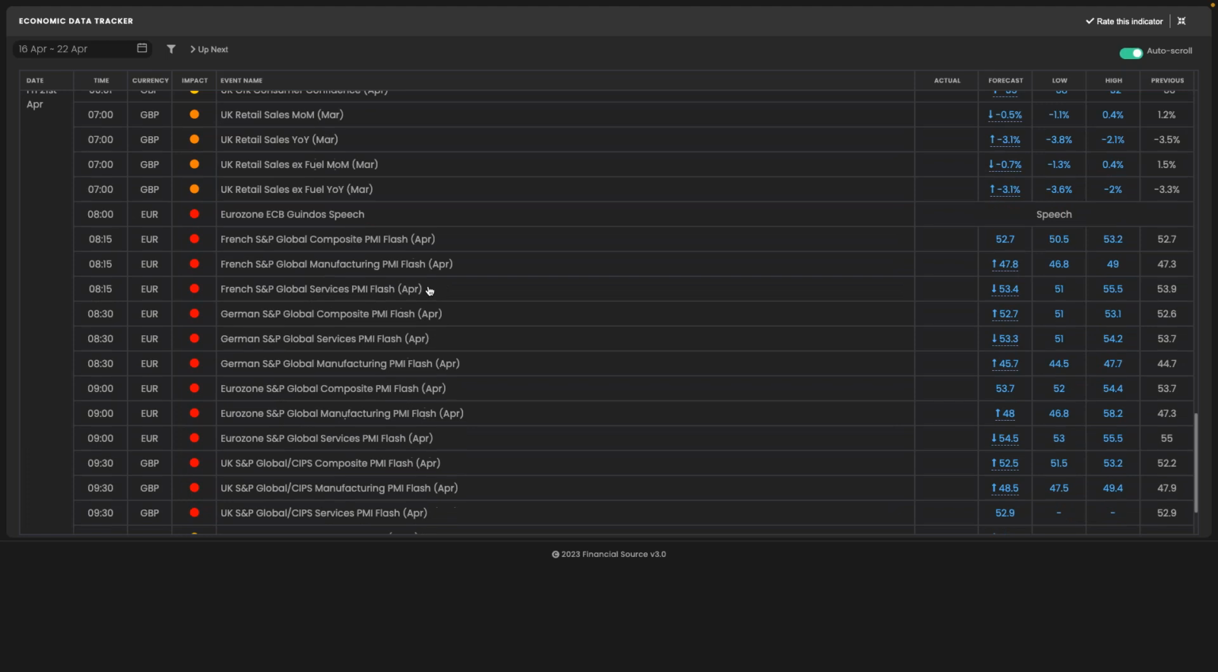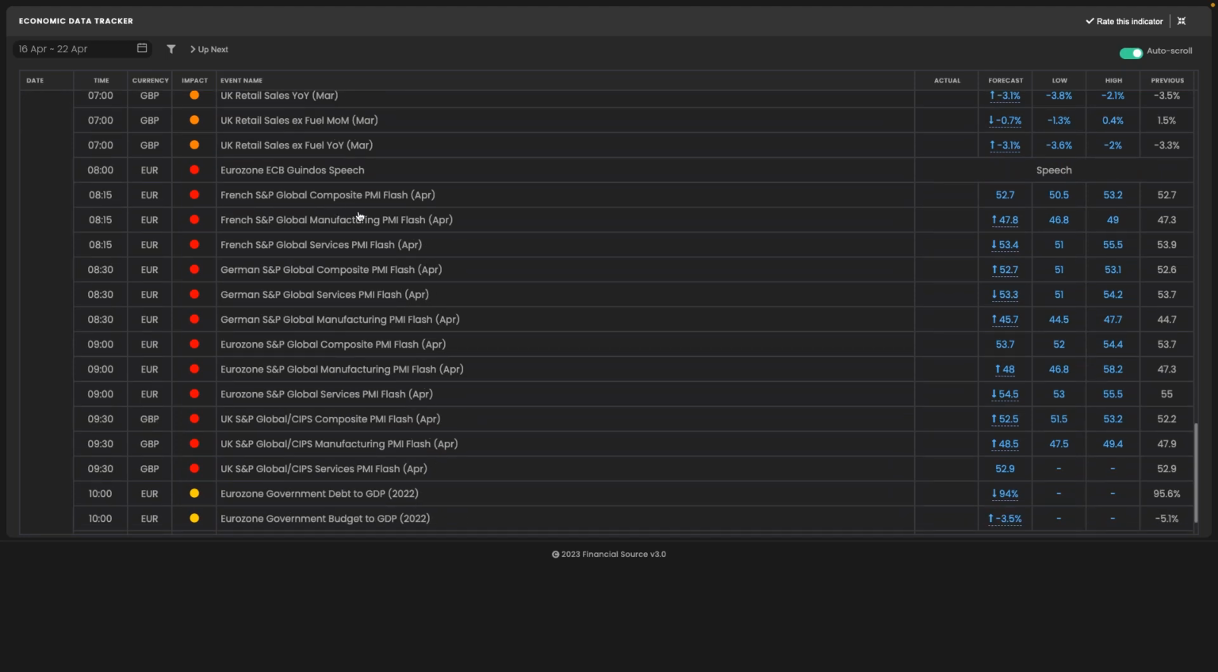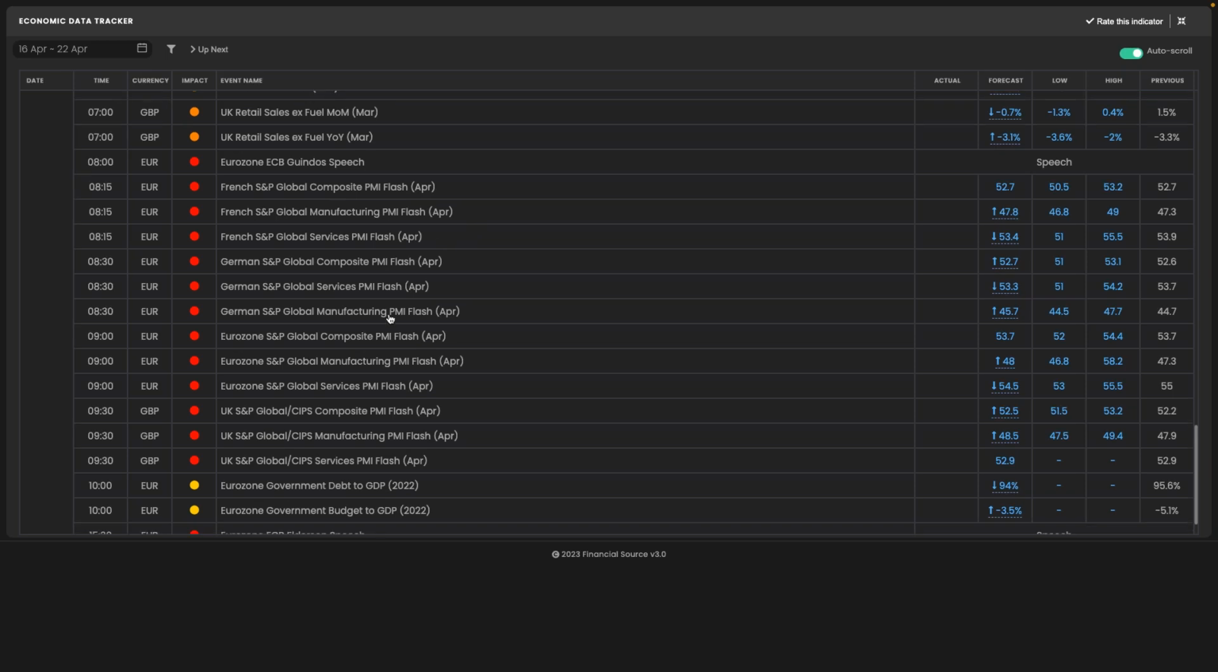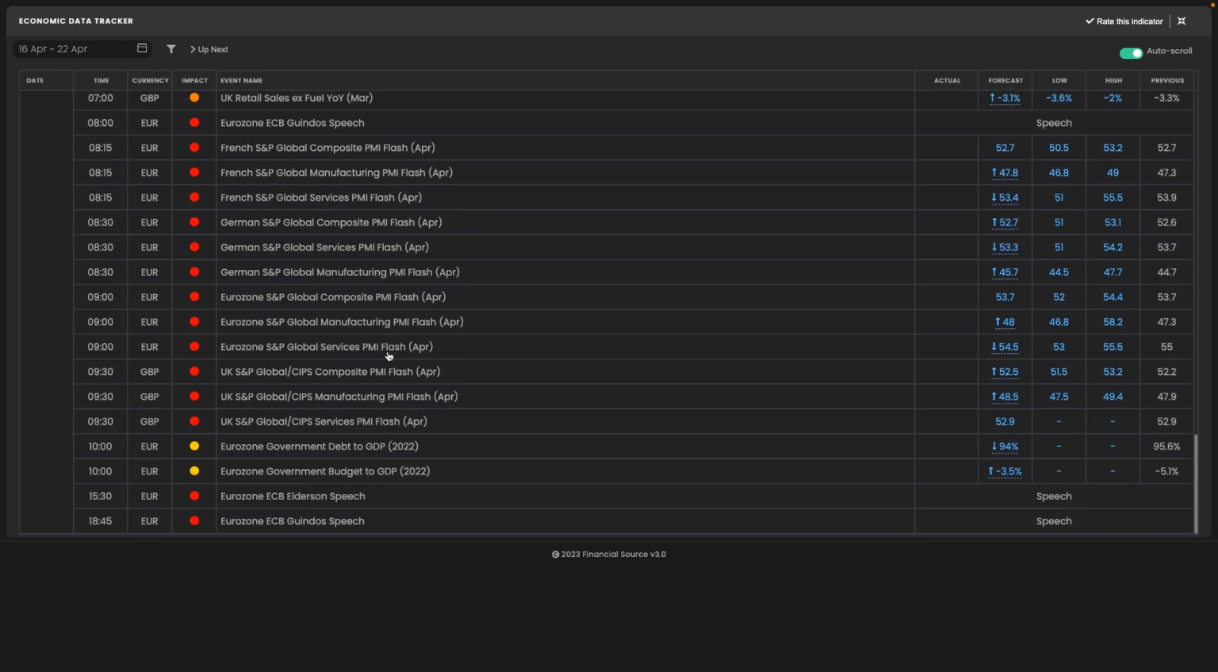Now, on Friday, we've got a series of European PMIs coming out, as well as the UK PMIs coming out. Now, a couple of things to note. If you look down this list, what you'll see is the manufacturing and the services PMIs are quite different to each other. So look at the French manufacturing PMI.